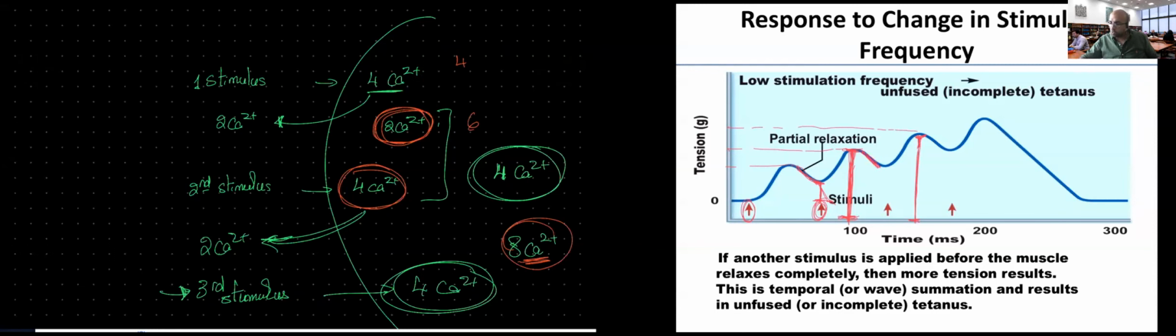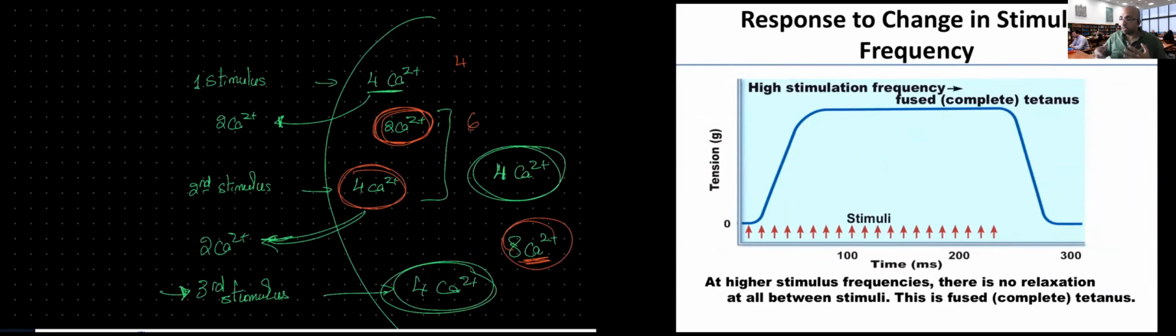If you don't allow a complete relaxation, you're still going to have calcium from the previous contraction outside in the cytoplasm, as you didn't reuptake all the calcium to the inside of the endoplasmic reticulum. This is going to cause an increase in the force of contraction. So as I increase the frequency of stimulation, faster stimuli prevent the complete relaxation of the muscle. As I increase the frequency of stimulation, the contraction is going to be stronger.